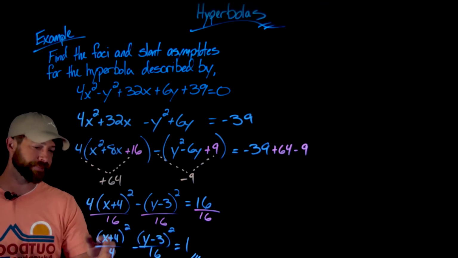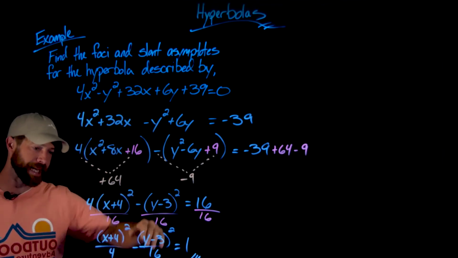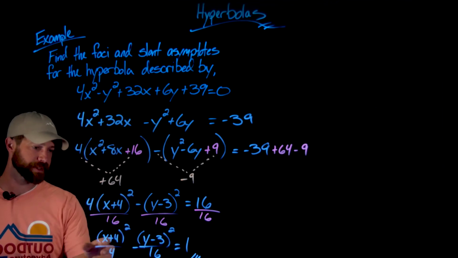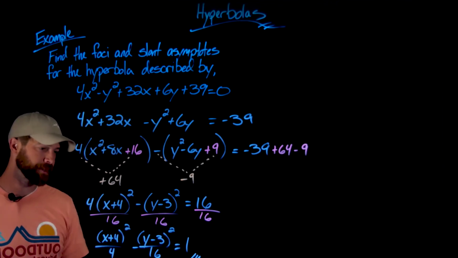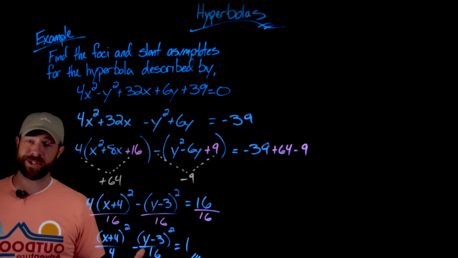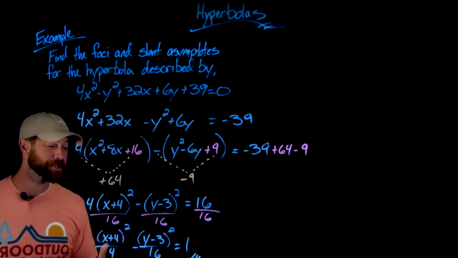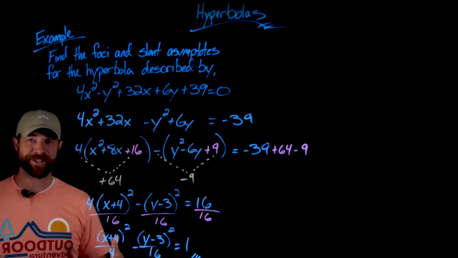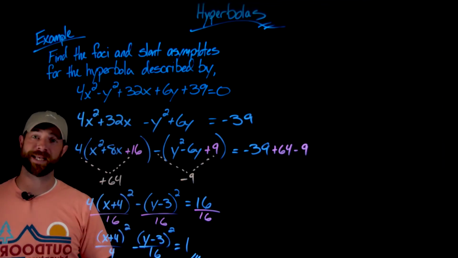I see the transverse axis is horizontal. It's oriented parallel to the x-axis because this term is positive. I have this shifting left 4, up 3 units. But that's the work of writing it in its general form. Let's now do the work of finding the foci and the slant asymptotes. And actually for me, I feel like sketching a real quick graph, which helps me with those. So I'm going to clean some stuff up and let's set that up.